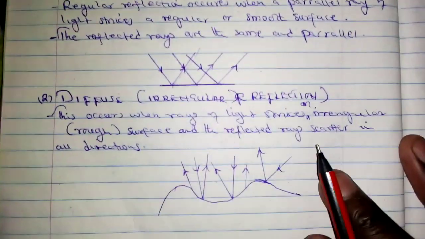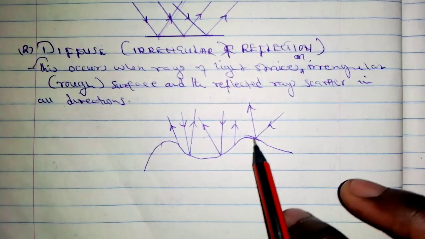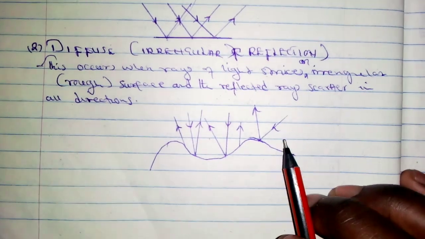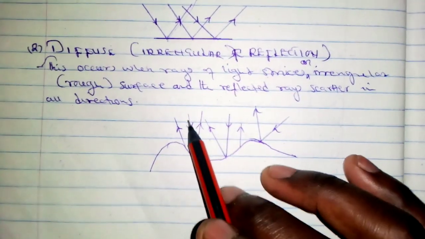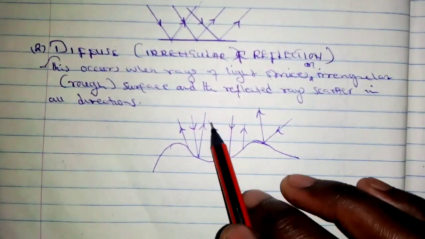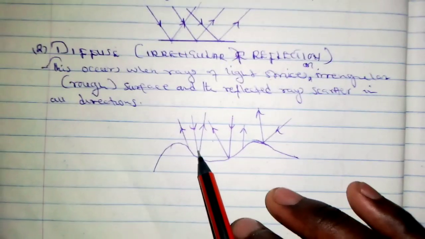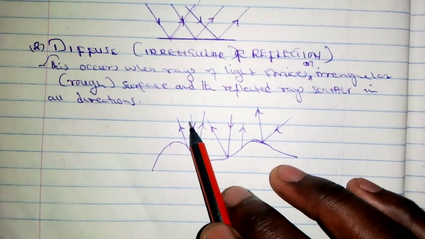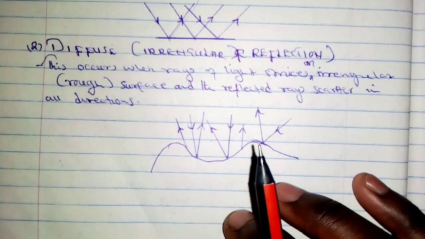But if the surface is rough like this one, the reflection is in all directions. So the light will come, but its reflection won't be equal. The reflection to the incident ray won't be the same.